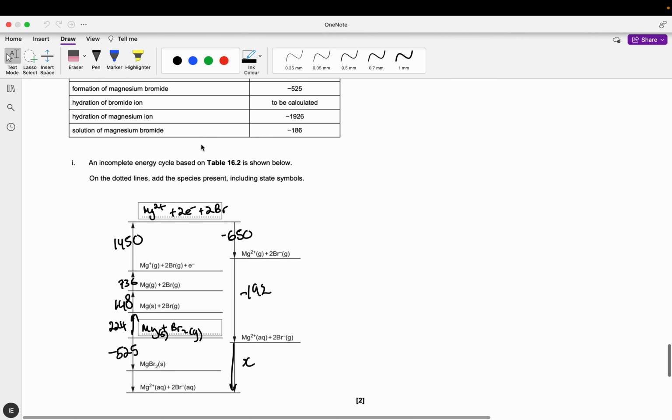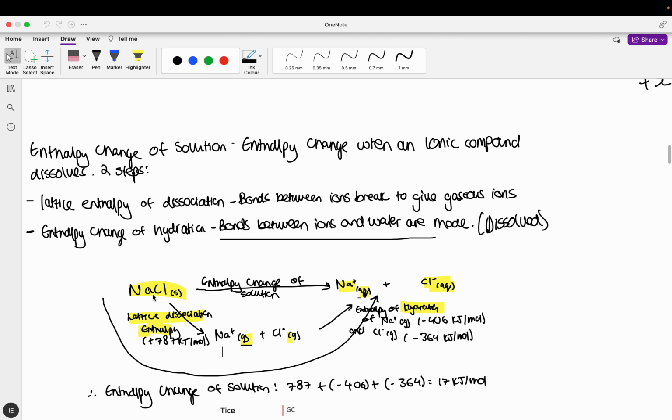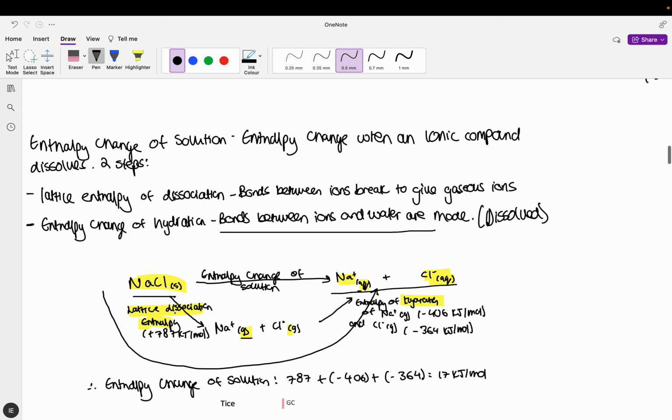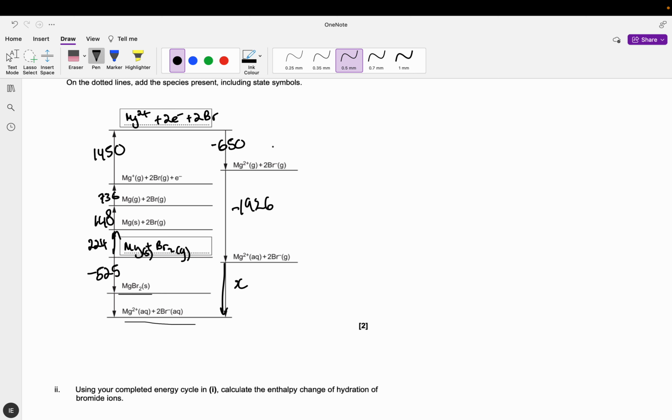And the solution of magnesium bromide. Now, enthalpy of solution, if you look at the way we defined it, remember I said at the beginning, it's when your ionic compound goes into its aqueous ions. Whereas your enthalpy of hydration is gaseous ions into aqueous ions. Cool. So ionic compound into its aqueous ions. Which step represents that? Here, ionic compound, aqueous ions. So this here would be the solution of magnesium bromide, which is minus 186. So you were right, minus 186 here.